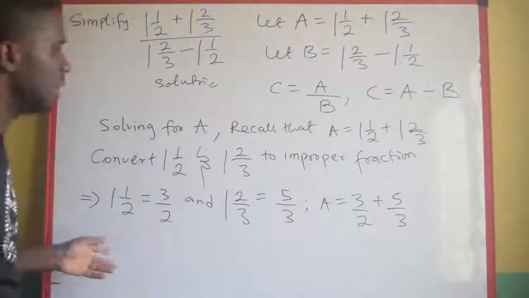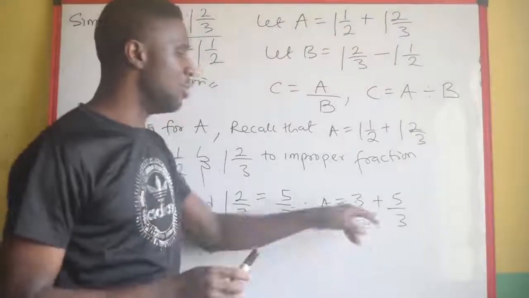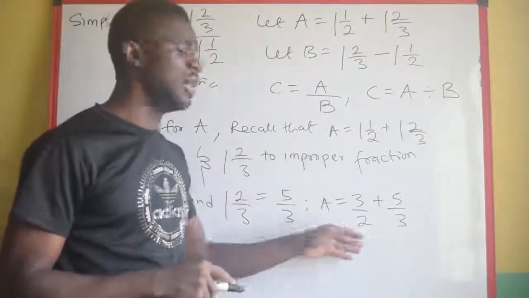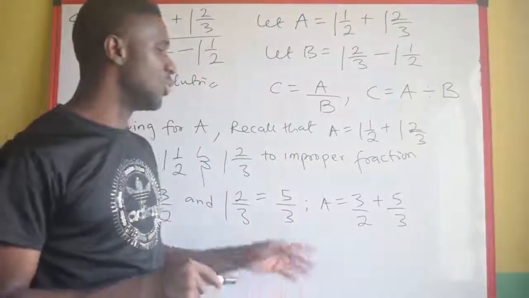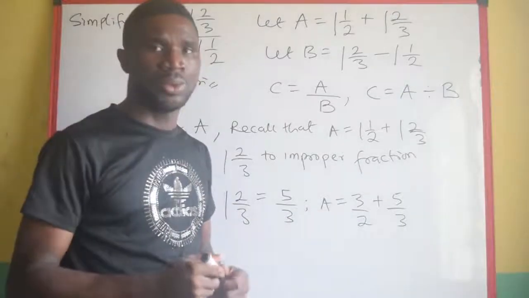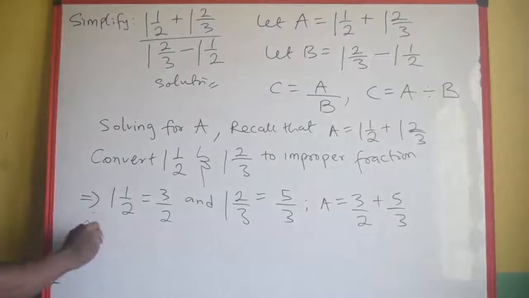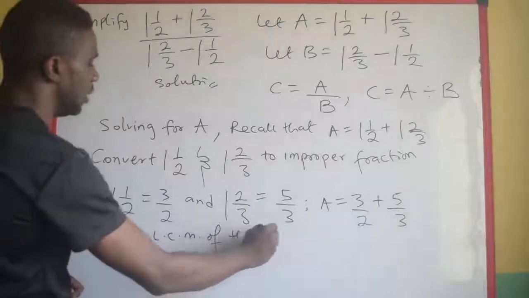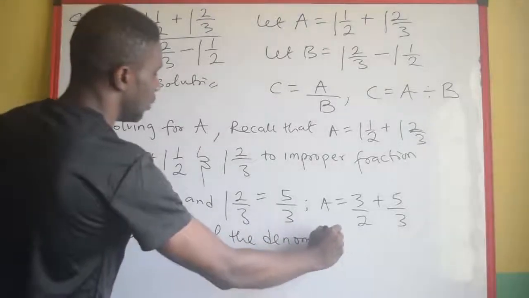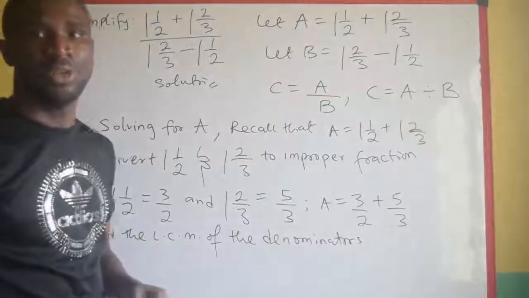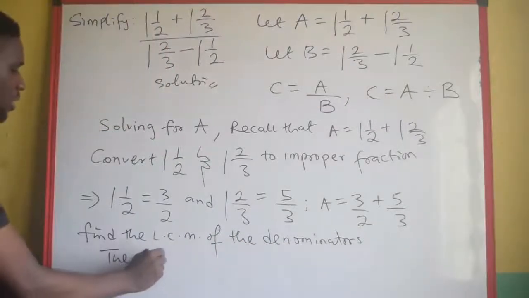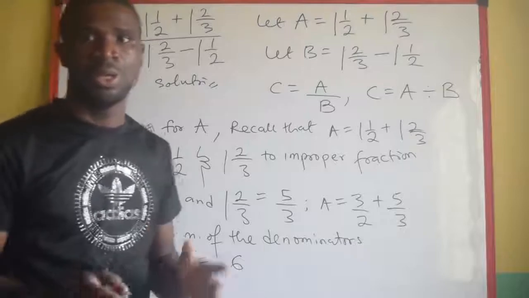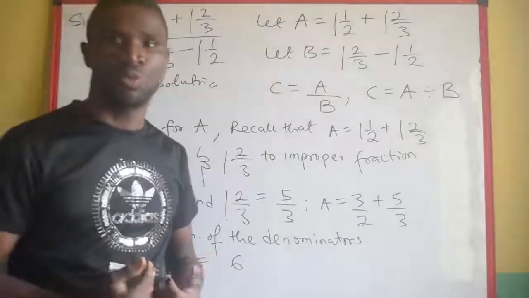So at this juncture, the next thing you should do in fractions, anytime you encounter addition, the first thing you should do is make sure you get the LCM of the denominators. And the denominators for A here remain 2 and 3. So you need to find the LCM of the denominators. You must find the LCM of the denominators. The LCM here is nothing but 6. So 6 is the LCM. I'll clean up the board to make room for more solving.